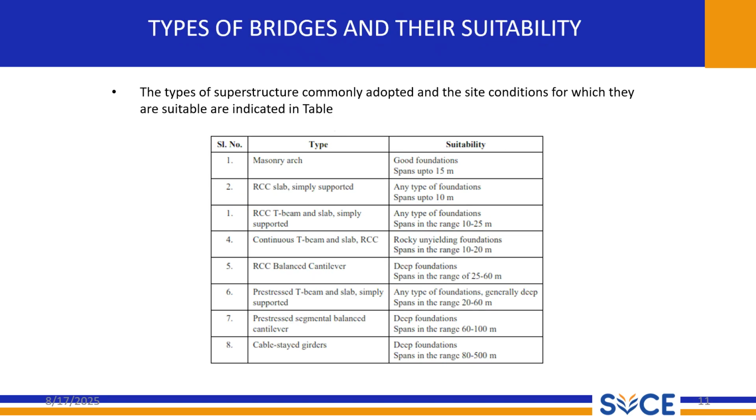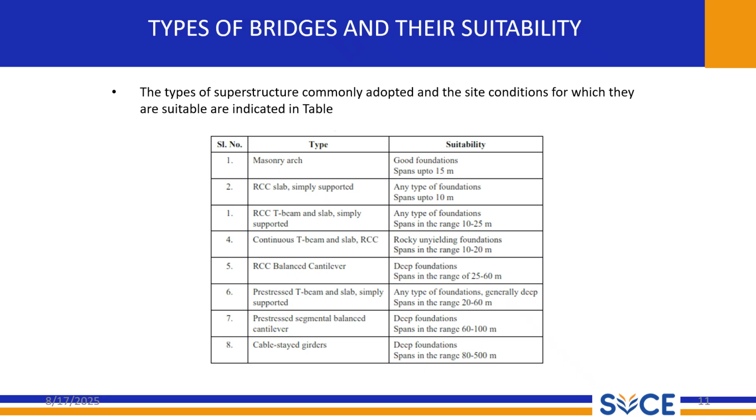So this is a slide showing the types of bridges and their suitability. If you see the masonry arch, it requires a good foundation for spans up to 15 meters. The RCC simply supported slabs are suitable for any type of foundation, for spans up to 10 meters.